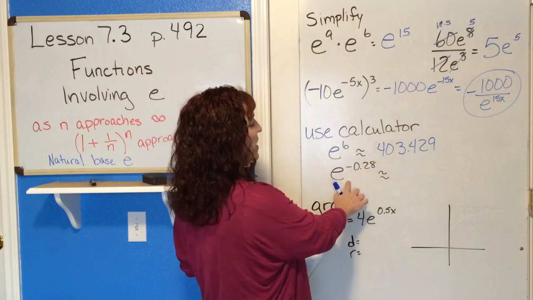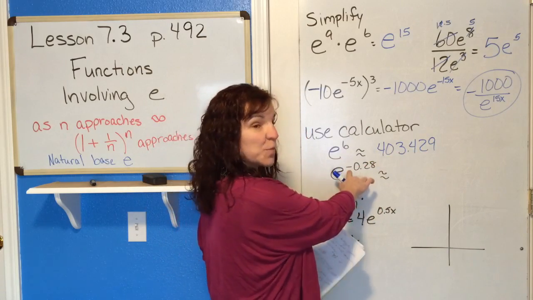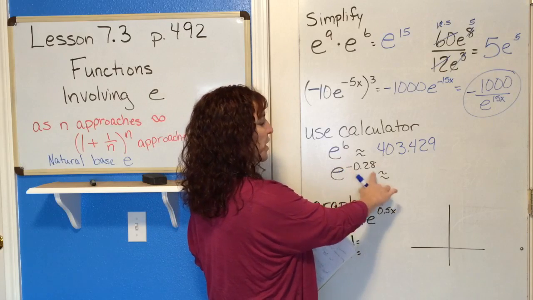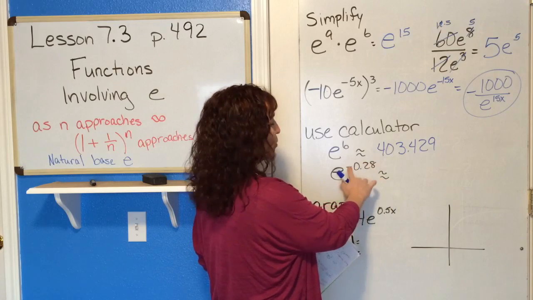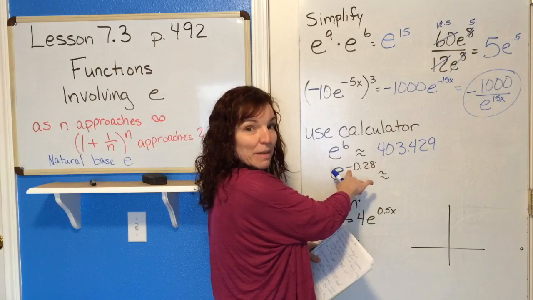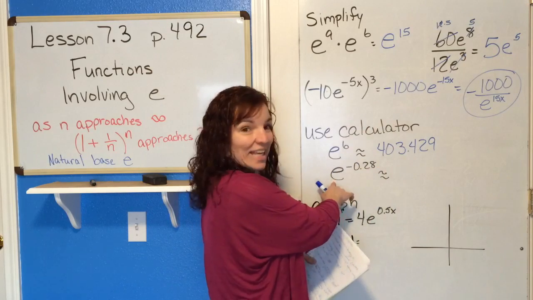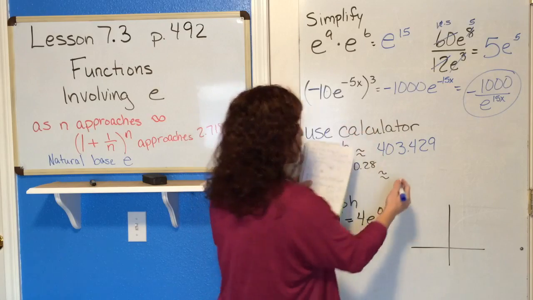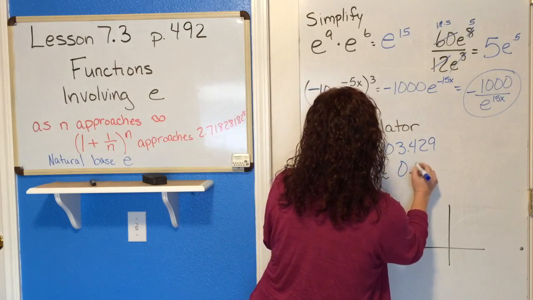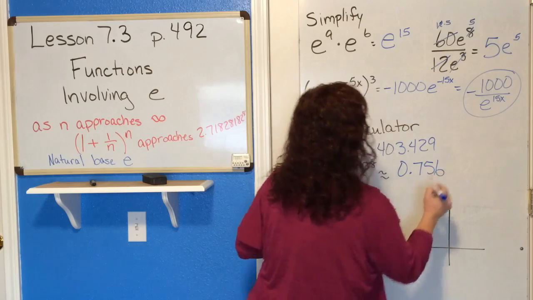All right, the same thing here. If you've got e to a negative exponent, all you're going to do is you're going to put in 0.28, and then press your plus or minus key to make it negative. So negative 0.28, and then you'll press the e key, and then equals should give you 0.756 if you rounded it.